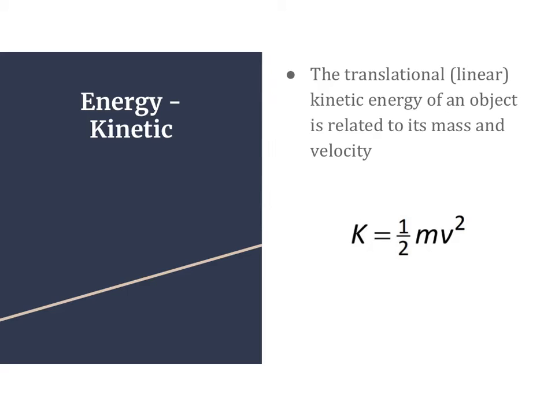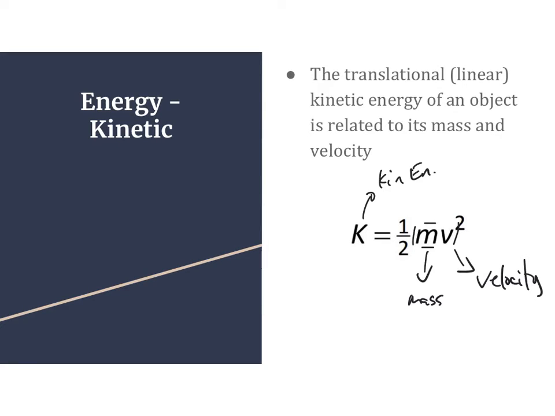Then we have kinetic energy. Our macroscopic kinetic energy equation is 1/2 mv squared, where K here is our kinetic energy, m is the mass, and v, of course, is the velocity. Notice that the variables that affect the kinetic energy are the exact same two variables that affected the momentum of an object, the mass and the velocity. But the tie-in between those two is slightly different.